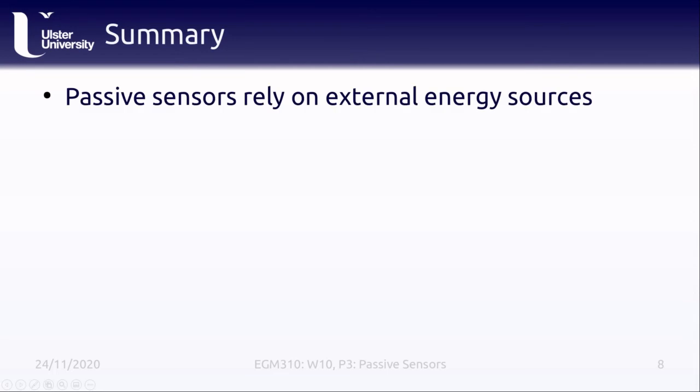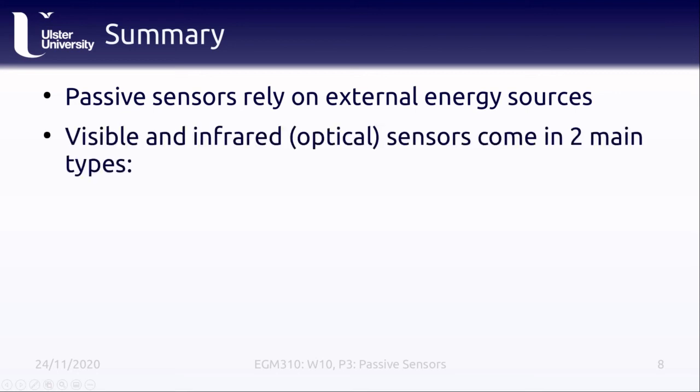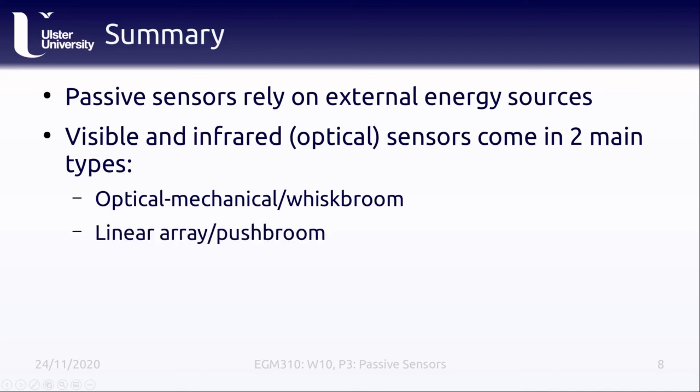In this lesson, we learned about how passive sensors rely on external energy sources, such as the sun or energy emitted by the Earth's surface. We also learned that visible and infrared, also known as optical sensors, typically come in two main types. The first, optical mechanical sensors, act like a whisk broom, sweeping perpendicular to the motion of the satellite. The second, linear array or push broom scanners, push a line of detectors along the satellite track. Each of these sensors have their advantages, but one main lesson to keep in mind is that moving parts in space are not ideal.